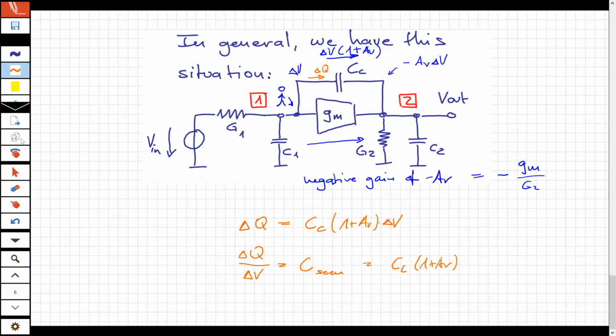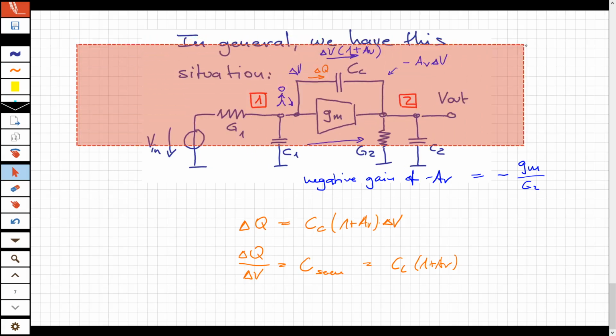I copy this slide. So the second part would work like this, that you say, okay, now I want to know what happens at the node 2.